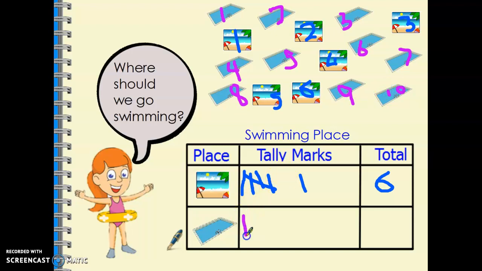So that would be one tally mark for each vote. 2, 3, 4, 5, 6, 7, 8, 9, 10. So 10 total votes for the pool.